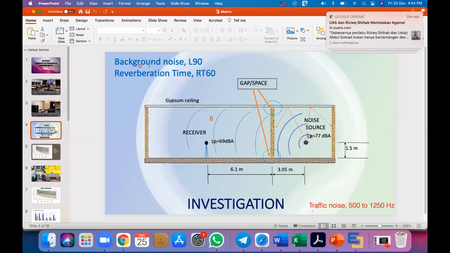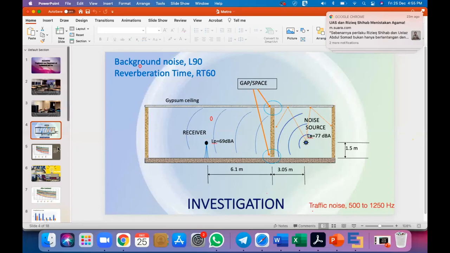So what we did is replace the ceiling with an acoustic ceiling, and also we put rubber stopper here to stop the sound transfer from this room to the other room. We put rubber here. That's very challenging. The treatment is easy, but to stop the sound entering the gap is very difficult.